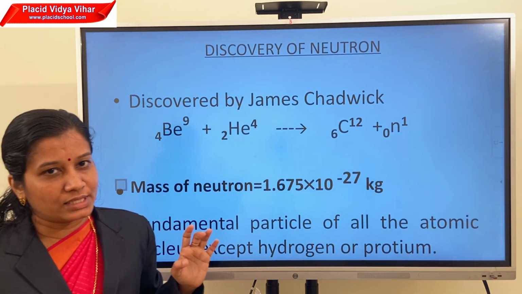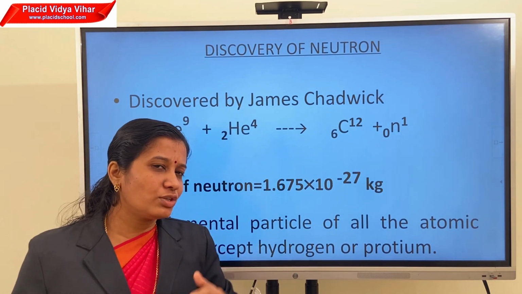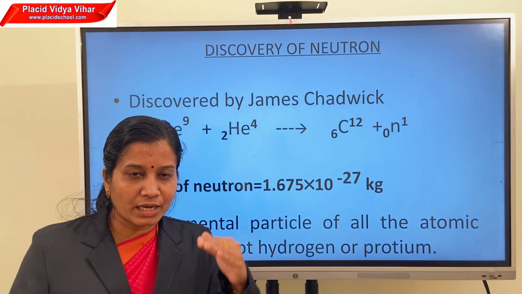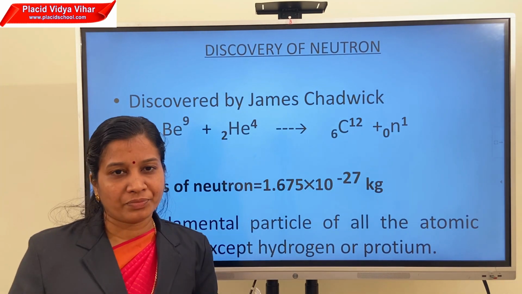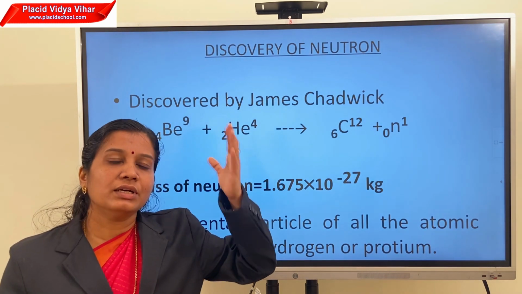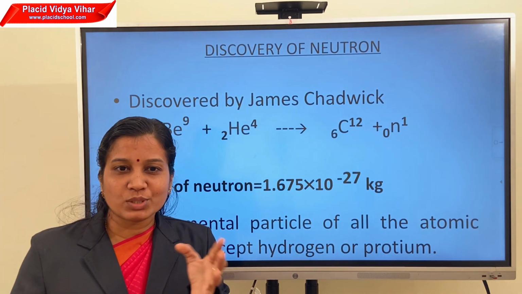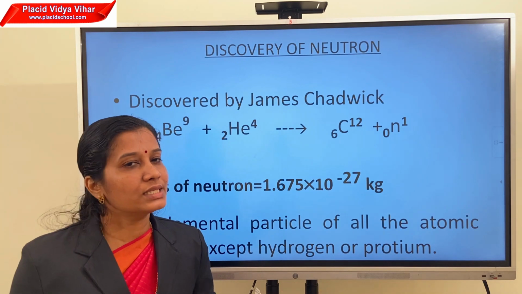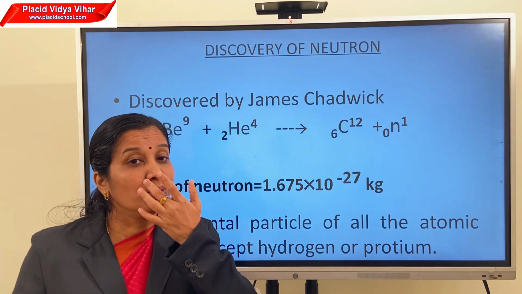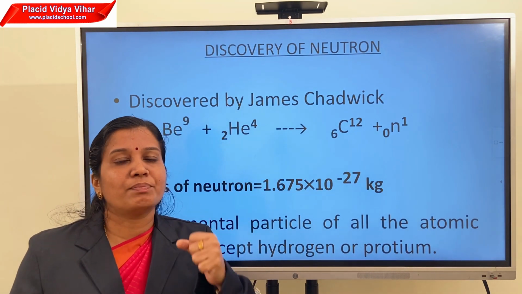So in the case of this hydrogen or protium, what is the representation of this hydrogen? 1H1. So atomic number 1, mass number 1. We can find the number of neutrons by mass number minus atomic number. So 1 minus 1, 0. So that protium, 1H1, is also an isotope of hydrogen. Here in the hydrogen or protium we cannot see any neutrons. In all other species we can find the number of neutrons.